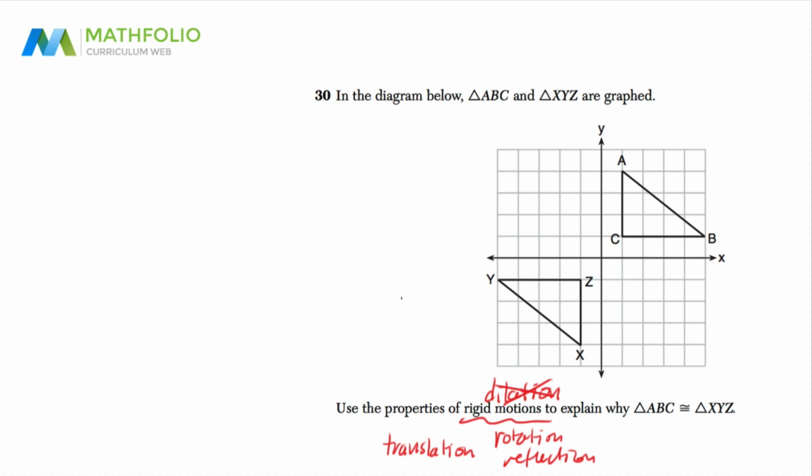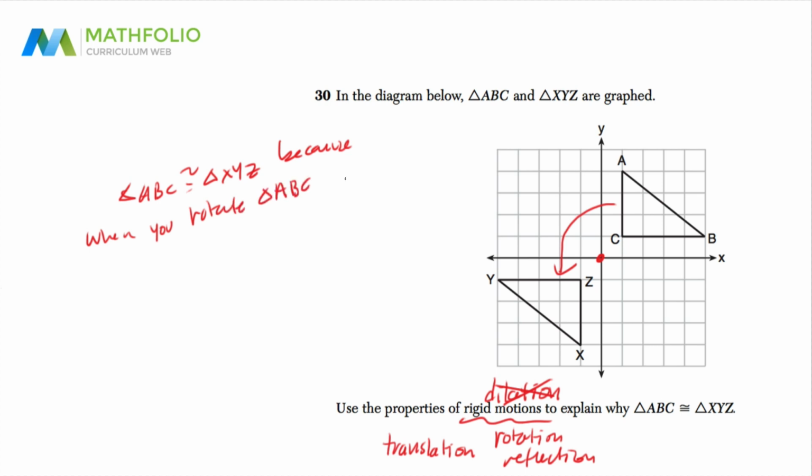So ABC, XYZ. So if we rotate this shape, ABC, by 90 degrees around the origin, it maps it directly onto this. So we can say triangle ABC is congruent to triangle XYZ because when you rotate triangle ABC, in fact it's not 90 degrees, it's 180 degrees, because 90 would just shift it by one quadrant, but we're going 2. If you rotate it 180 degrees, it doesn't matter if we say clockwise or counterclockwise, it's ending up in the same place.